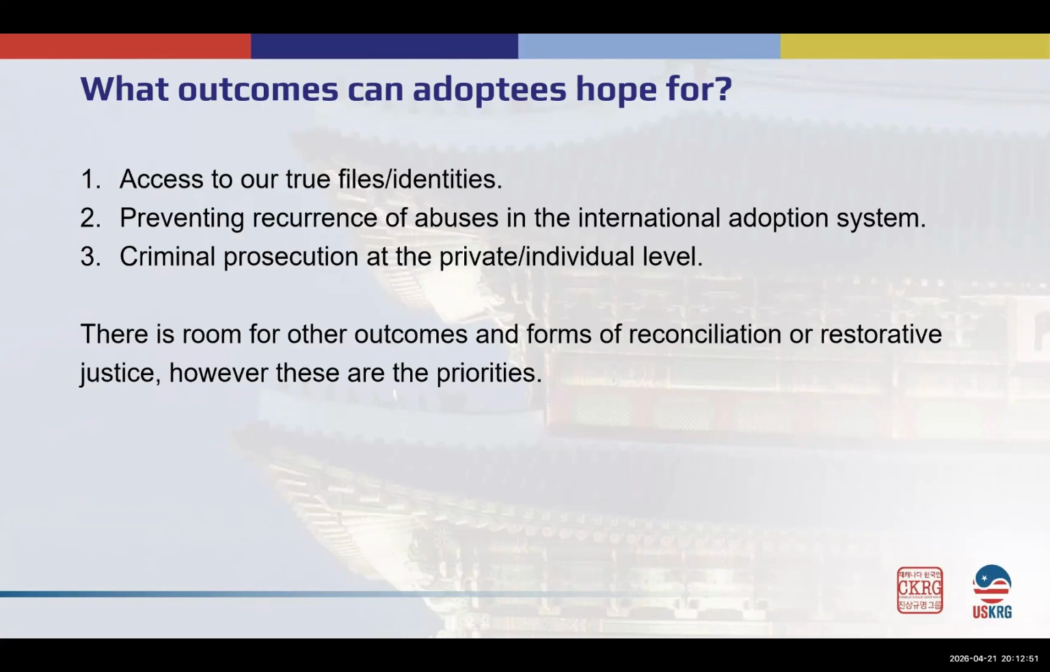So if you submit, what can you hope for? Well, one, you can hopefully have access to our true files and identities. One of the things that people in the adoption industry don't want you to know is that they actually kept two sets of records. One was your deportation records, which was basically how do we get you out of the country as quickly and efficiently as possible so we can make the money. And that's the records that have been shared with the adoptive families and adoptive agencies. But they also kept a second set of records for most of the individuals, and that contains the true information.